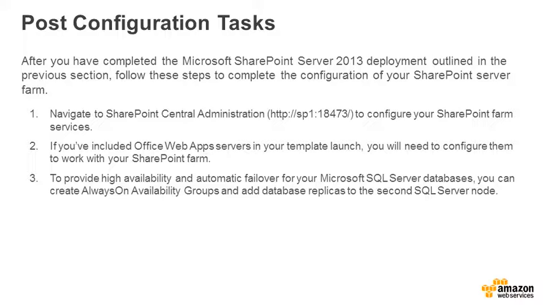SP:18473 is the default URL. Obviously, that port would have to be open. You'd have to be able to access it. You could do it. In many cases, it might make more sense to do that by using the remote desktop gateway server and jumping into the main node through that, and then doing it as a local request. So you're not necessarily trying to configure your administration server over the internet.